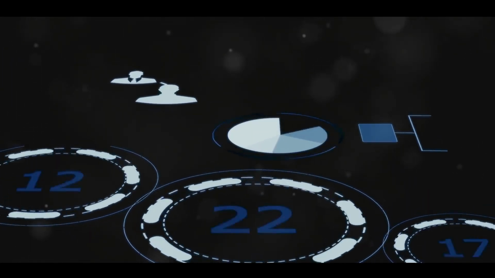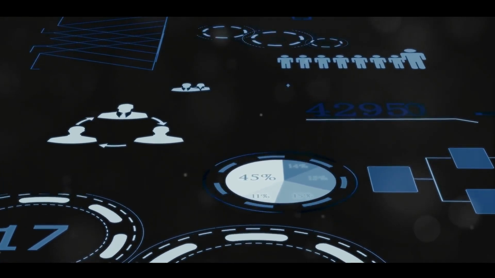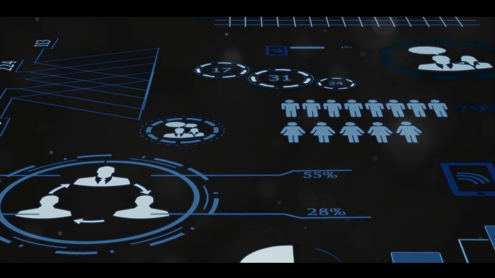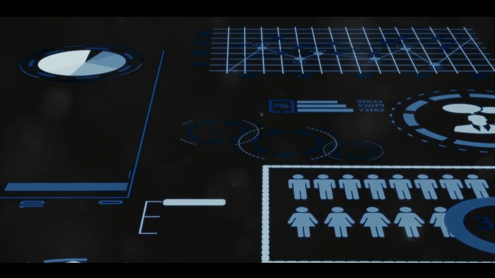The final step in the process is presenting the data. This is where the data becomes useful information. It's presented in a format that's easy to understand, such as a graph, chart, or report.